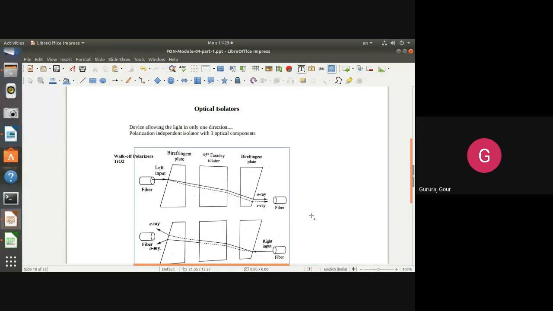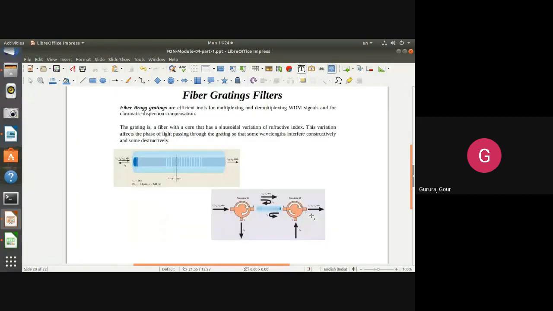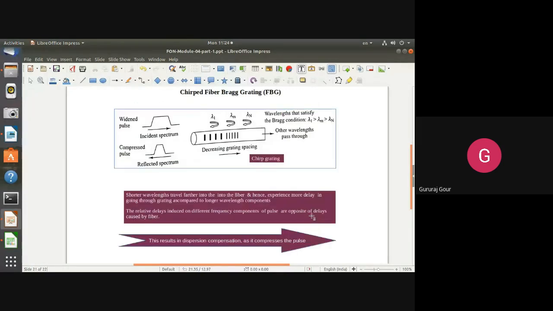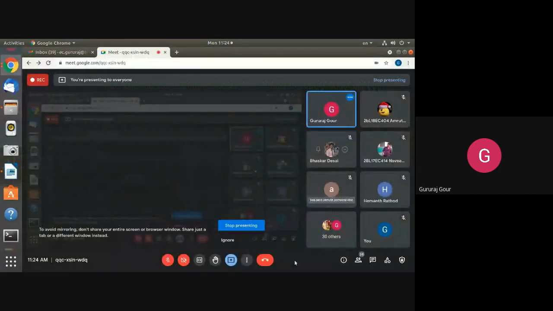So we'll stop now with this basic idea. Tomorrow we'll discuss in detail about optical isolators, circulators, and grating devices. Let's stop now.